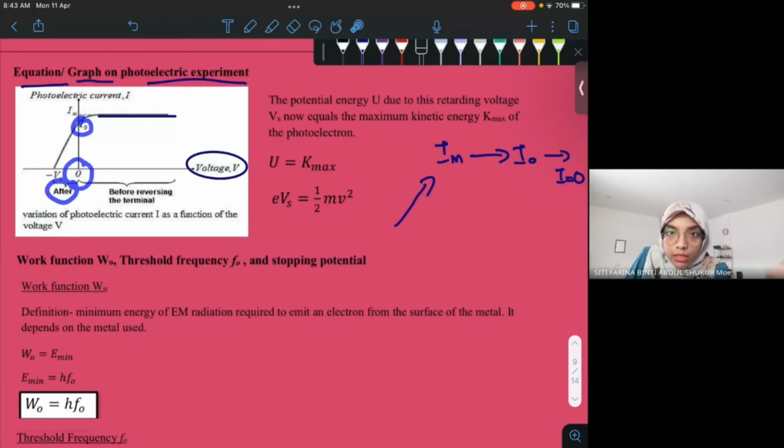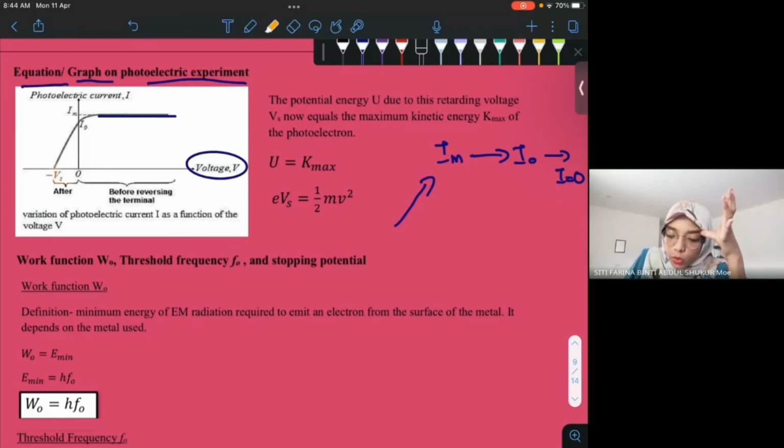And then you reverse the terminal. Bila kita reverse the terminal, potential kita bersifat negatif sekarang. We have negative potential. So at that particular point, your current slowly start to decrease. Sampailah current kita pula yang sama dengan kosong. Your current has reached zero value here. Okay, bila current kita sampai kosong, potential dia for the current to be zero is the stopping potential, iaitu Vs. Okay, this is your Vs.